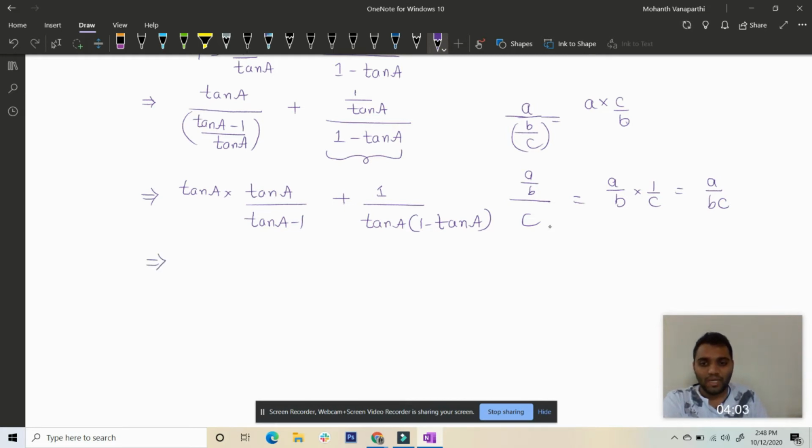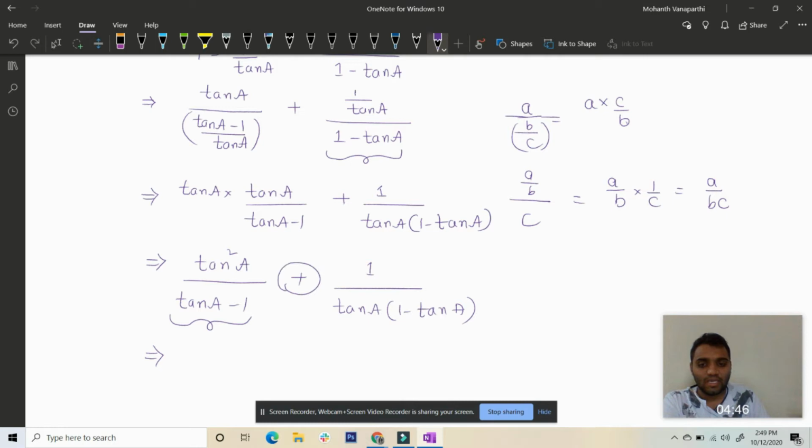Now I am multiplying in the numerator, that is tan A into tan A, nothing but tan square A. In the denominator we have tan A minus 1, copying the same thing, plus 1 divided by tan A into 1 minus tan A. If you observe, in the first term the denominator is tan A minus 1 and in the second term we have tan A into 1 minus tan A. If I want to change it to tan A minus 1, I need to change the sign to minus, so that I can easily get the LCM of both denominators.